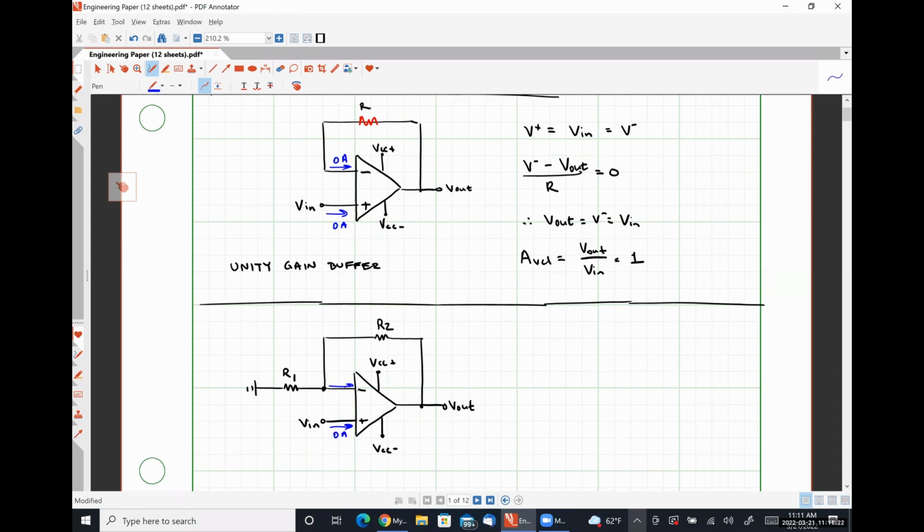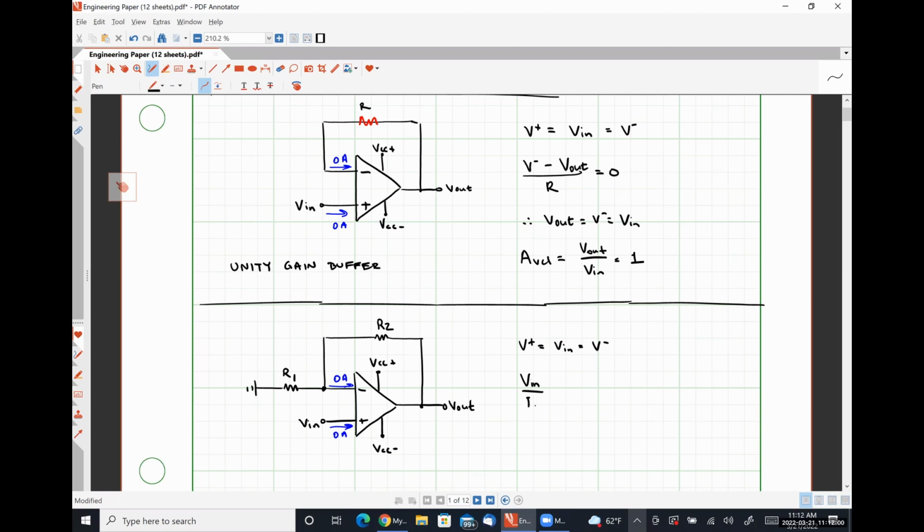Zero amps can be flowing into our input terminals like so, which means the voltage present at our non-inverting input terminal is again Vn. And because of our second op amp rule, the op amp rule that states no potential difference can occur across our input voltages, that same voltage appears at the inverting input terminal.